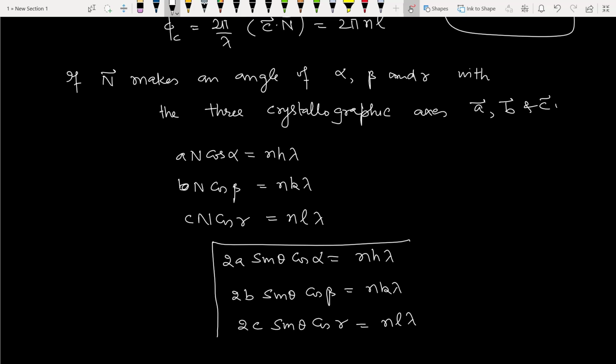So these are the Laue equations used for the study of crystal structure in detail.